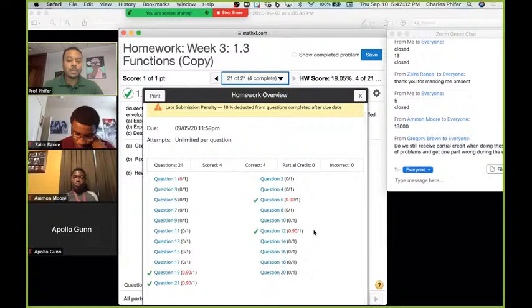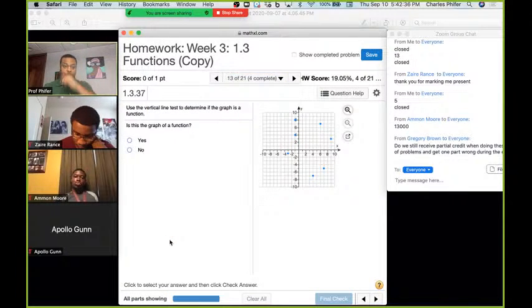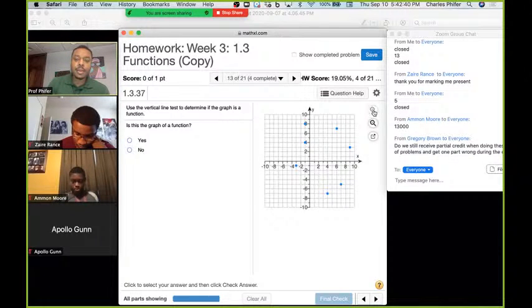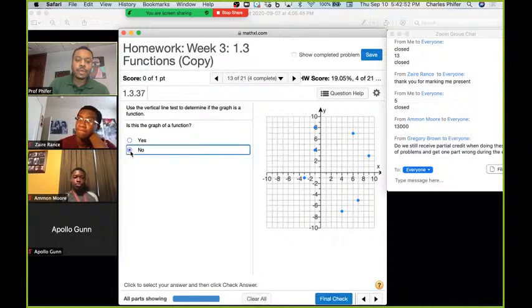We did 12, so we're going to go to 13. Use the vertical line test. Is this a function, yay or nay? No, right? Because when x is -1, you see these 2 points fail the vertical line test. They're on top of each other. Is this graph a function? We're going to say no.